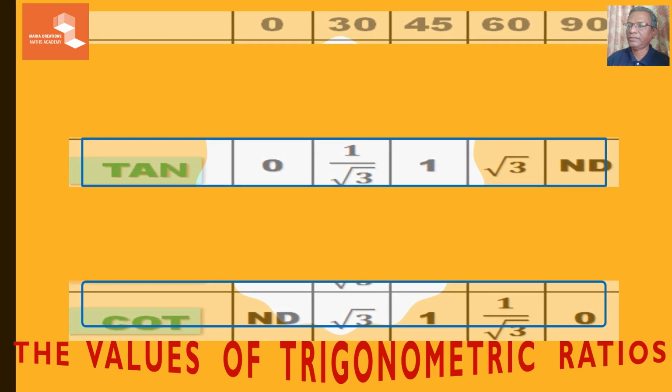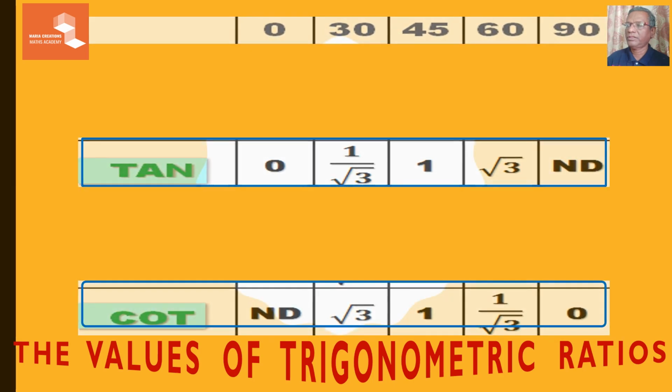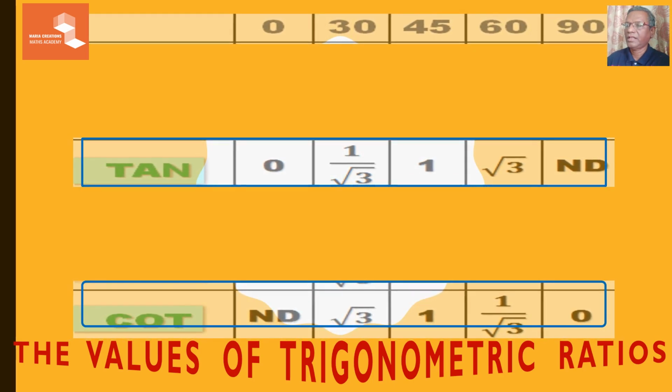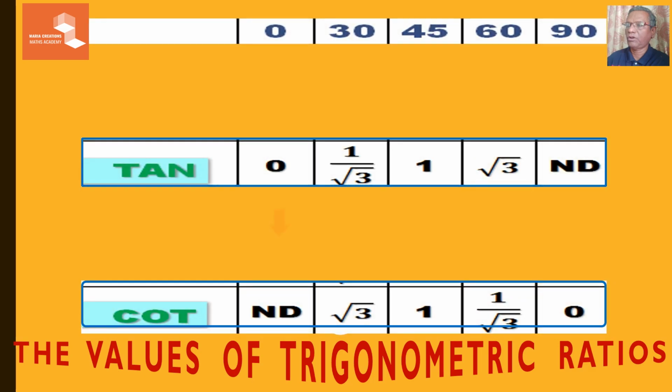We shall now find out the values of cot function. Cot is the reciprocal of tan. Hence, cot 0 degree is the reciprocal of tan 0 degree. The reciprocal of 0 is 1 by 0. That is undefined. Cot 30 degree is the reciprocal of tan 30 degree. That is reciprocal of 1 by root 3. That is root 3. Cot 45 degree is the reciprocal of tan 45 degree. That is reciprocal of 1. That is 1 itself. Cot 60 degree is the reciprocal of tan 60 degree. That is the reciprocal of root 3. That is 1 by root 3.